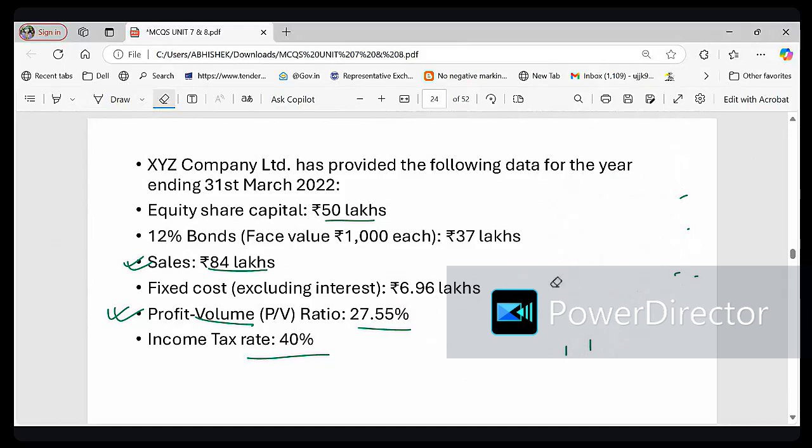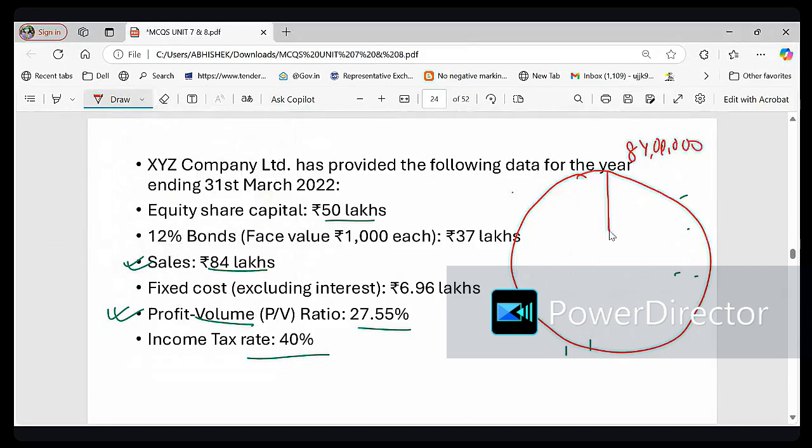Again, draw this pie chart. This will be super helpful to understand EBIT. So your sales is how much? Your sales is 84 lakh. Your variable cost is how much? Variable cost is not given. Contribution is how much? So this portion, contribution is 23 lakh 14,200.